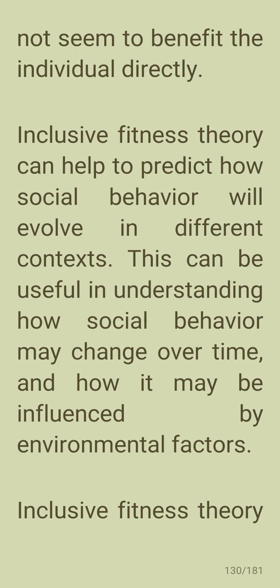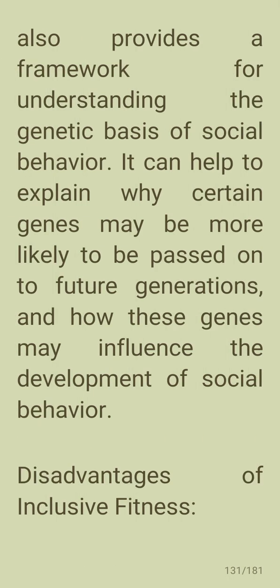Inclusive fitness theory can help to predict how social behavior will evolve in different contexts. This can be useful in understanding how social behavior may change over time and how it may be influenced by environmental factors. Inclusive fitness theory also provides a framework for understanding the genetic basis of social behavior. It can help to explain why certain genes may be more likely to be passed on to future generations and how these genes may influence the development of social behavior.